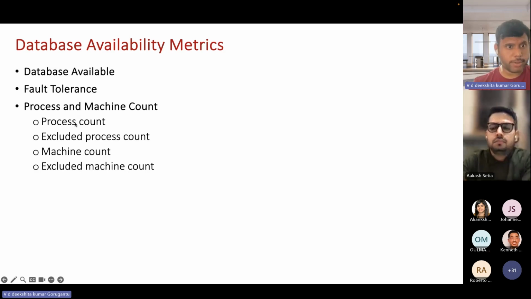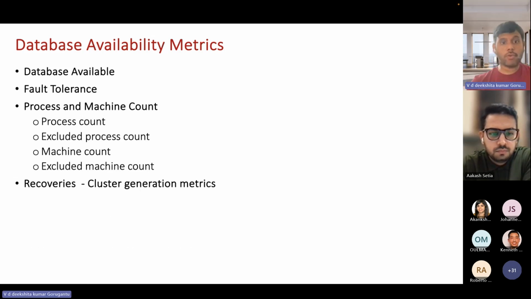That time these metrics are really helpful to us in the dashboards, like process count and machine count. For example, when we are doing operations like an upgrade or a rolling upgrade, to minimize the impact we do the exclusion of the machines and exclusion of the processes. That time we can use excluded process count and excluded machine count.